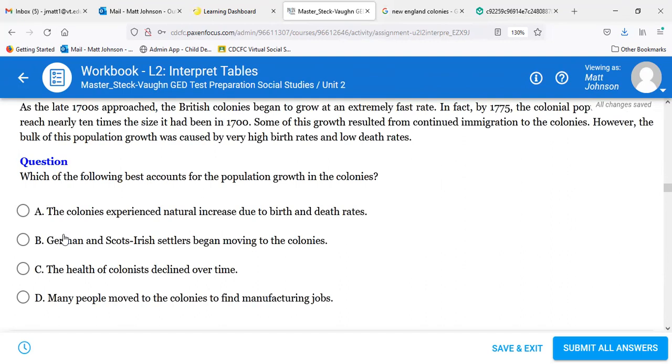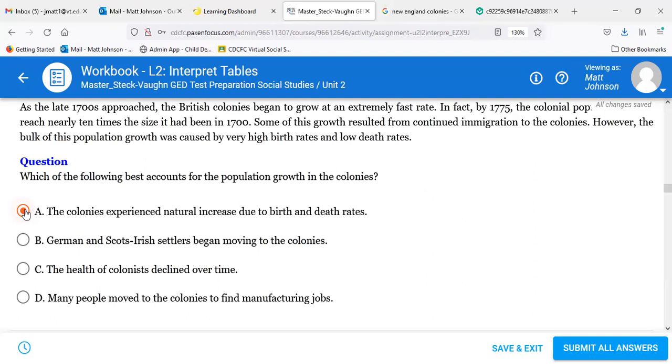A. A, yes. A, the colonies experienced natural increase. And that is specifically directly referenced in your text. So make sure that when you're looking at your table, you're reading the text and finding that information there. So there's no guesswork.